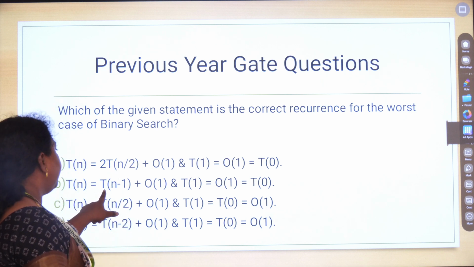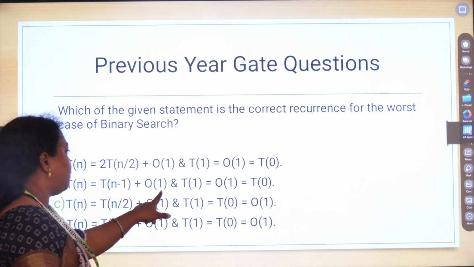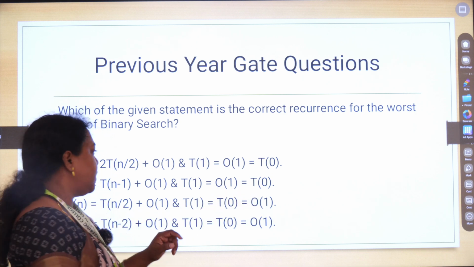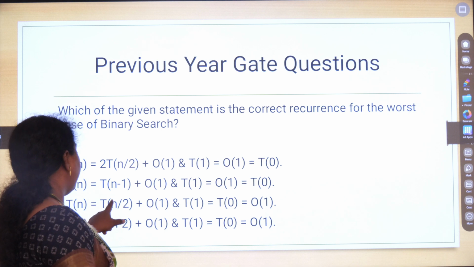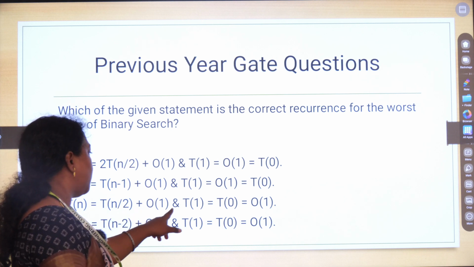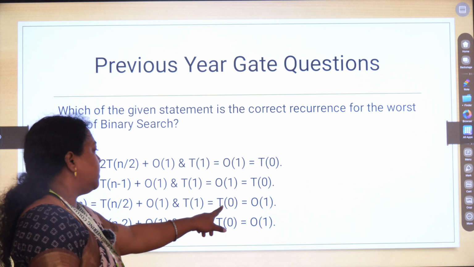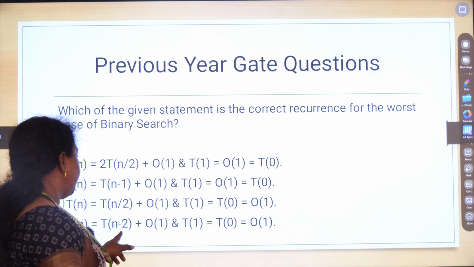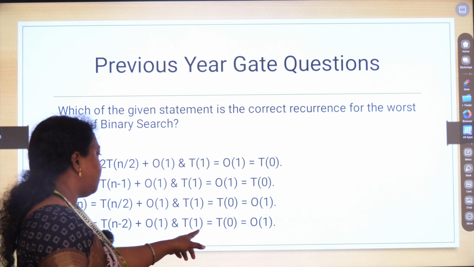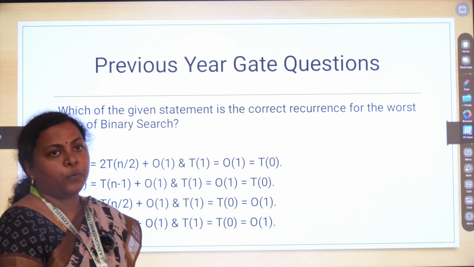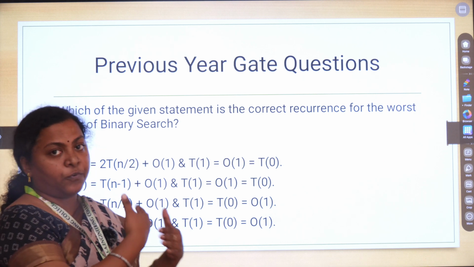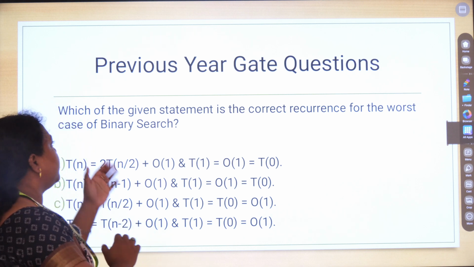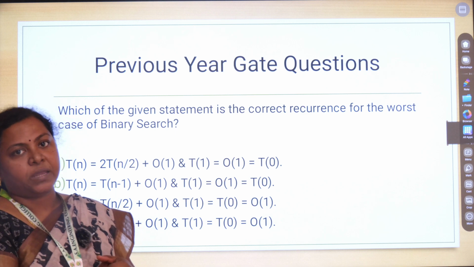The next one is T(n-1) plus O(1), and T(1) is equal to O(1), which is equal to T(0). The next one is T(n/2) plus O(1), and T(1) is equal to T(0), equal to O(1). And the last one is T(n-2) plus O(1), and T(1) equals T(0), equal to O(1). So there are 4 different answers given. We have to find out which is the correct statement for the worst case scenario of the binary search.